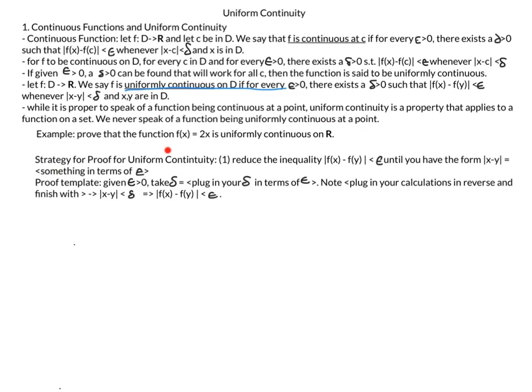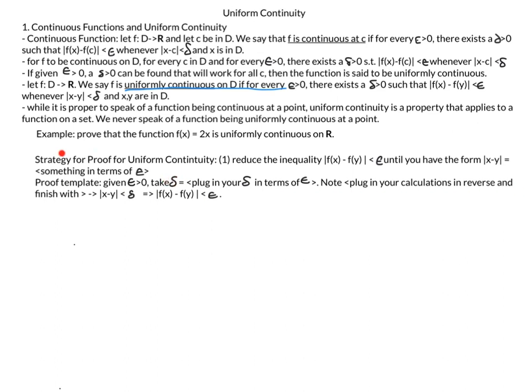And we have this proof strategy. We're going to reduce the inequality |f(x) − f(y)| < epsilon to something that looks like the form |x − y| < something in terms of epsilon, and then we're going to plug our delta into this proof template.